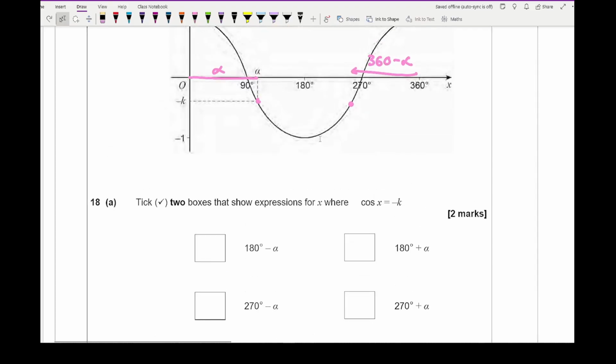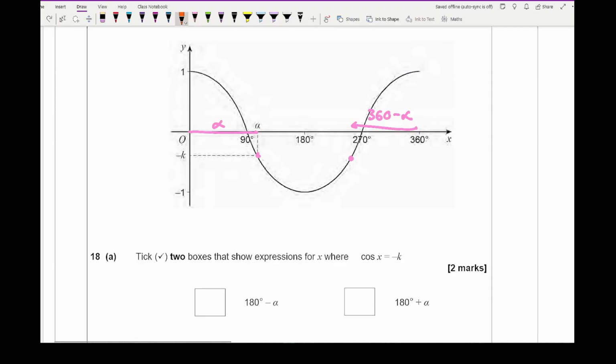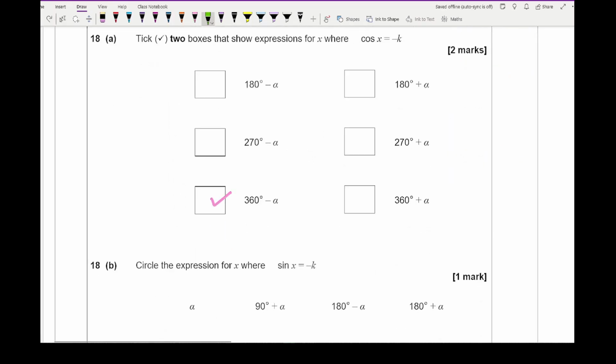Now, to work out the next possible angle, what I need to do is continue this curve. So it looks like this. At this point here, that is going to be 360 plus 90, which is 450, and this is the other value. To find that, I need to work out this distance here, and that distance there is also alpha. So to work out this point, I need to do 360 plus alpha, which is the other value. So the boxes I need to tick are the bottom two options.